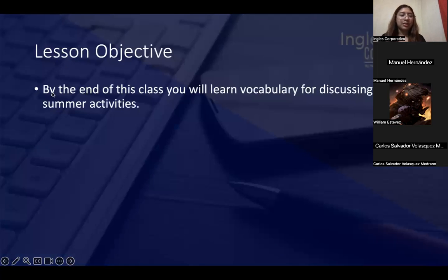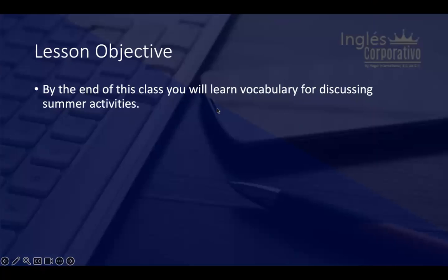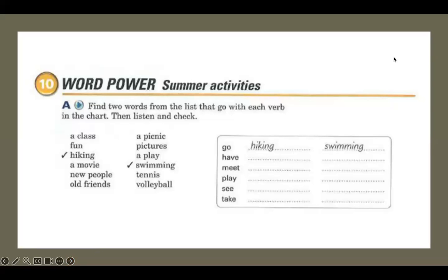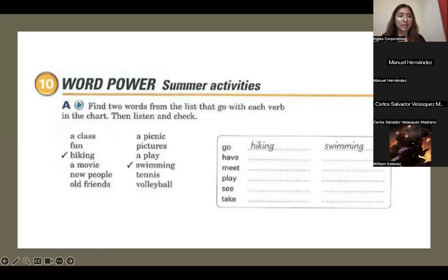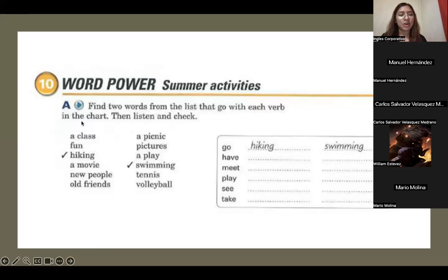Okay, so we are going to check the lesson objective as we always do. By the end of this class, you will learn vocabulary for discussing summer activities. Here we have a chart: find two words from the list that go with each verb in the chart, then listen and check. Vamos a leerlas primero. We are going to get acquainted with those words and their pronunciation. Así se nos hará mucho más fácil cuando vayamos a practicar, porque siempre practicamos de forma oral y escrita.